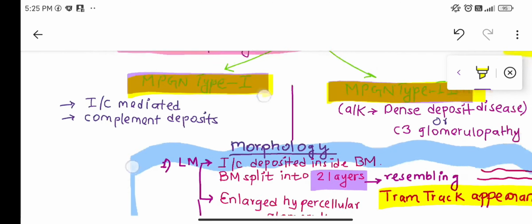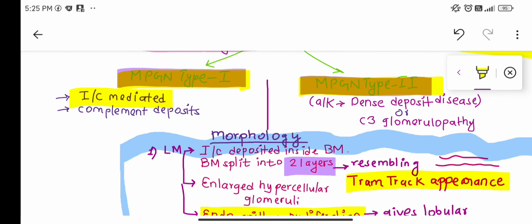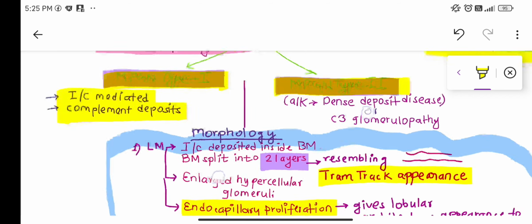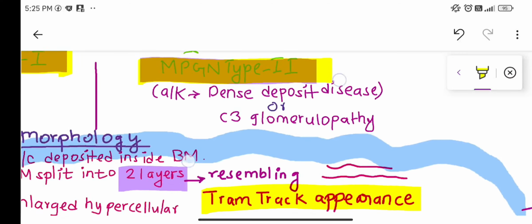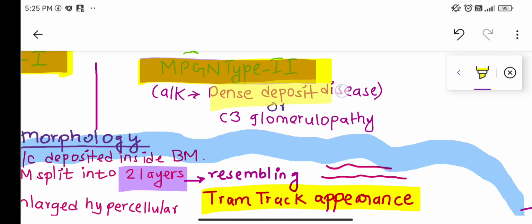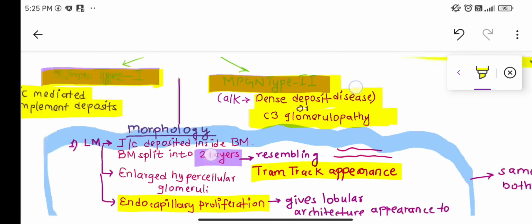MPGN type 1 is immune complex mediated, and there is deposition of the complement. But MPGN type 2 is also called dense deposit disease because there is deposition of C3 complement, and it is also known as C3 glomerulopathy.